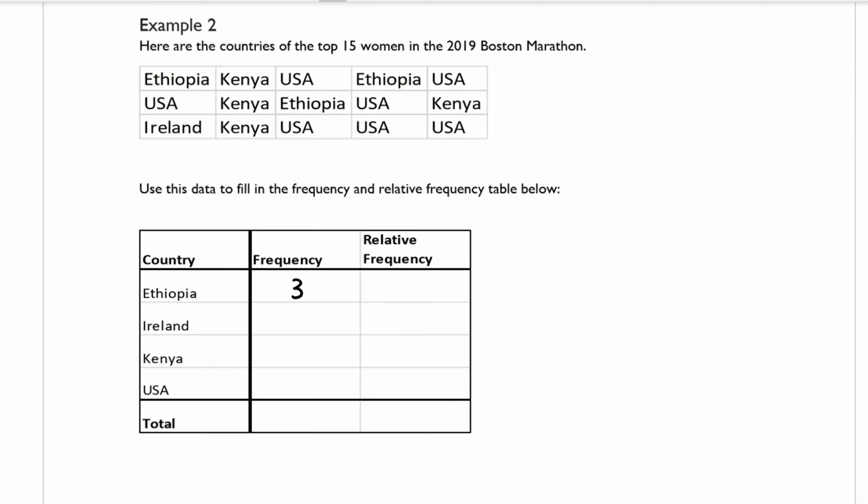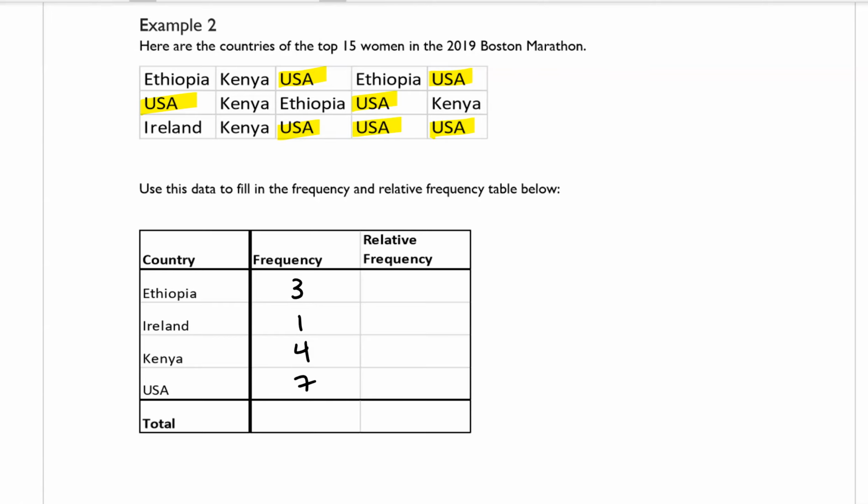Now let's count for Ireland. Looks like there's 1. And now let's count for Kenya. There's 1, 2, 3, 4. And then lastly, we want to count the number of USA. So 1, 2, 3, 4, 5, 6, 7.